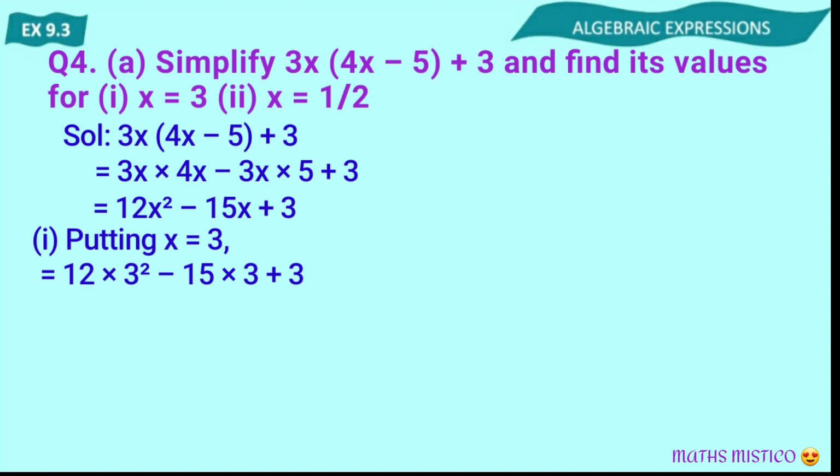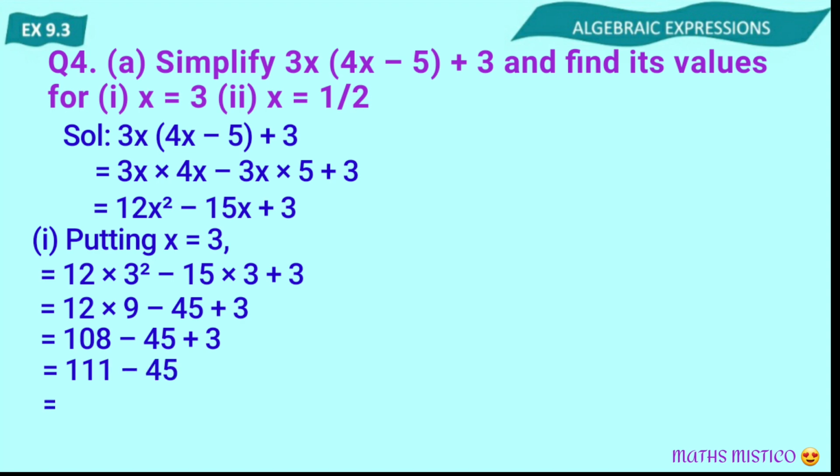Wherever you see powers, first solve them. So we have 12 into 9 minus 45 plus 3, which is equal to 108 minus 45 plus 3. Now either add like terms or subtract unlike terms. I'm adding the like terms 108 and 3. So we have 111 minus 45, that is equal to 66.